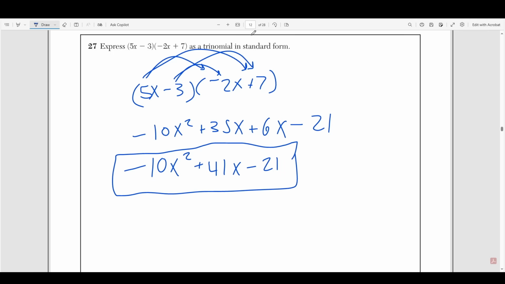And that's it. And when they talk about standard form, just make sure that the biggest exponent is in the front and the smallest exponent is in the back. So the biggest exponent here is x squared followed by x to the power of 1. So x squared, x to the power of 1, and technically this is x to the power of 0, but we don't talk about that. Just remember that the number without the x is always last, okay? So it should be in decreasing order of exponent, like so.